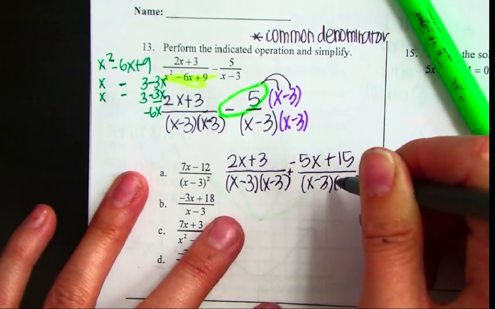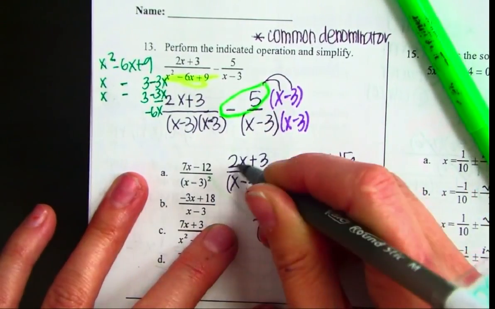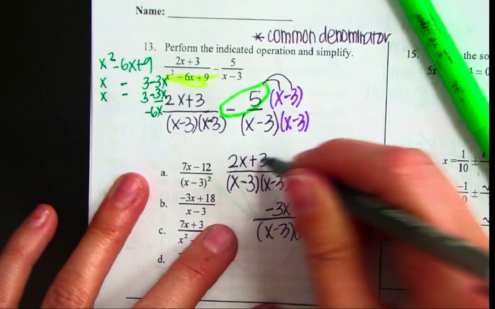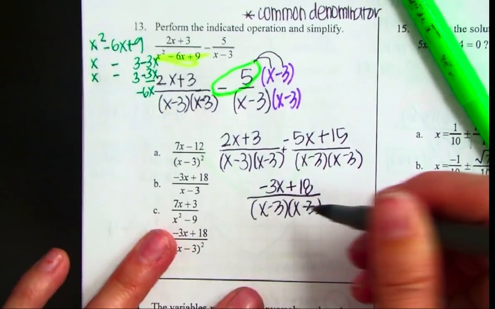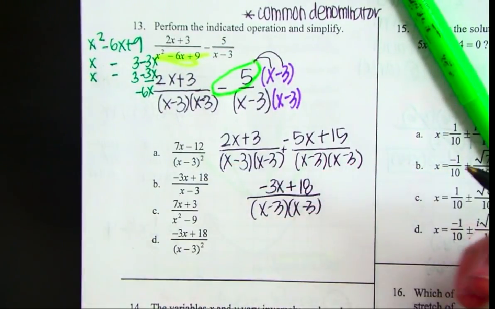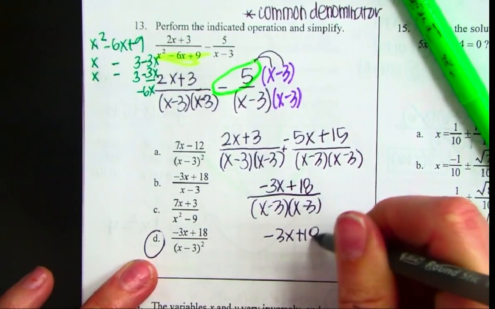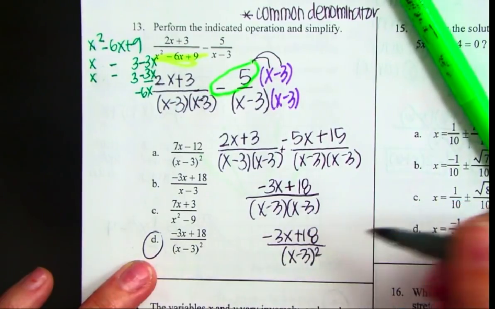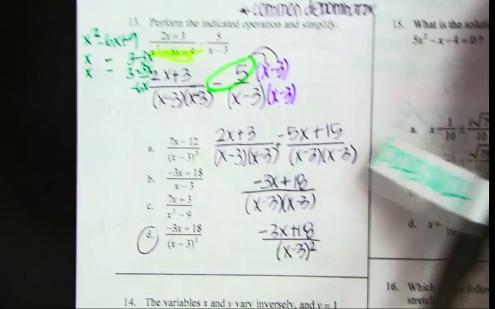So now that I have my common denominators, I'm going to combine like terms across the top. We have 2x and negative 5x to give us negative 3x. 3 plus 15 is 18. So here, if we look at our answers, they rewrote the top, and then these x minus 3, since there's two of them, they just wrote x minus 3 squared. So that's how we got D for our answer.